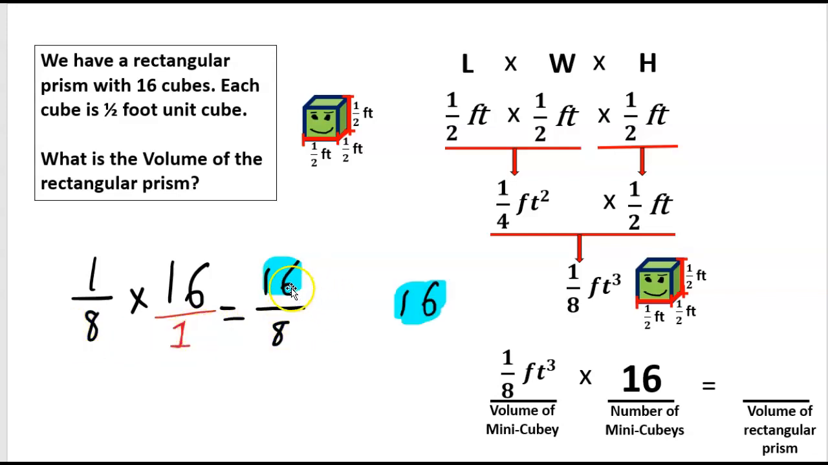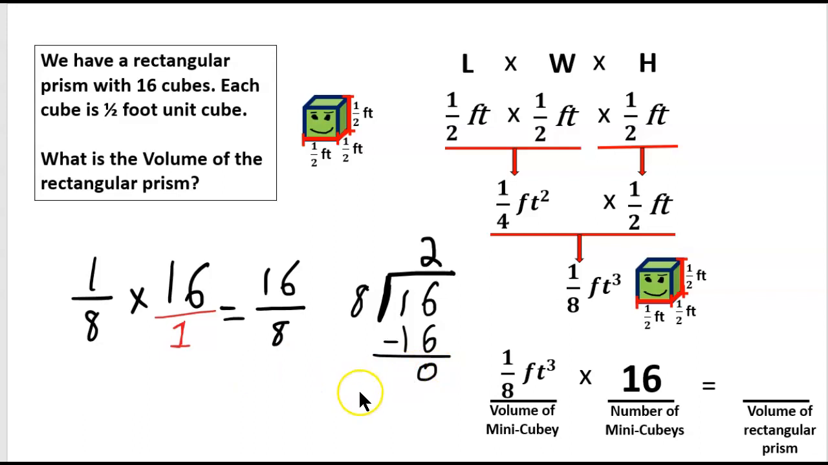Now we can just take 16 divided by 8. How many times does 8 go into 16? 2 times, because 8 times 2 is 16. No remainder. That's going to become important later on with some of your problems, probably. But for the moment, we'll just keep on rolling. So this 2 is the answer. The volume is 2.